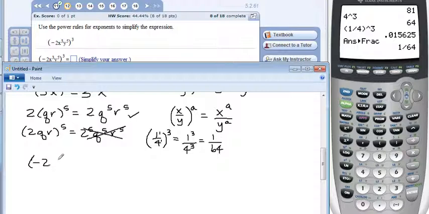So we have a -2 x cubed y to the 5th to the 3rd. Put that 1 on there. We have a -2 cubed, 1 times 3. X to the 3 times 3 is 9. Y to the 5 times 3 is 15.